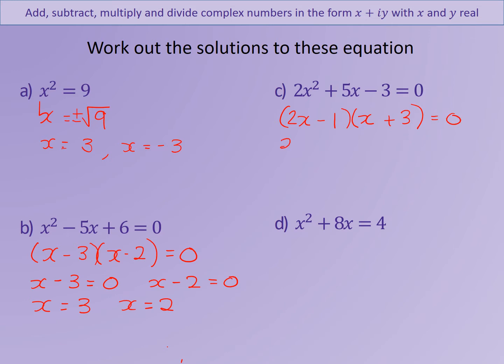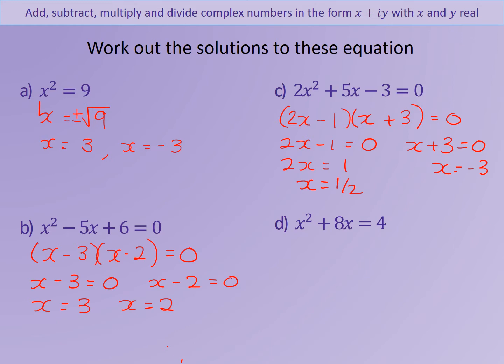And if we solve both of those brackets equal to 0, and then rearrange, so we've got 2x is equal to 1, x is equal to half, and here we've got x is equal to minus 3. And then lastly there, part D.